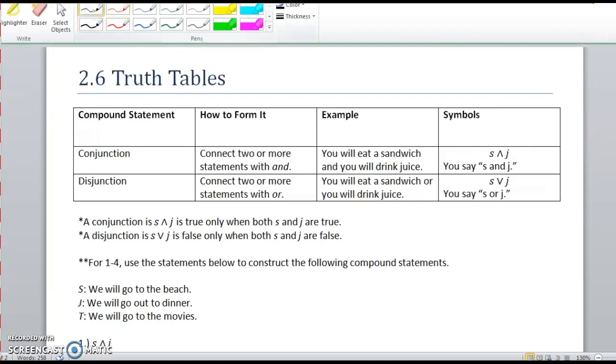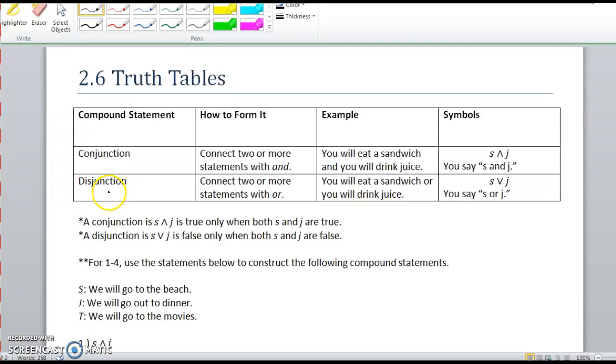A conjunction connects two or more statements with "and." An example would be, you will eat a sandwich and you will drink juice. The symbol, which is very important, looks like an upside down V, like a tent, and you say it as S and J.